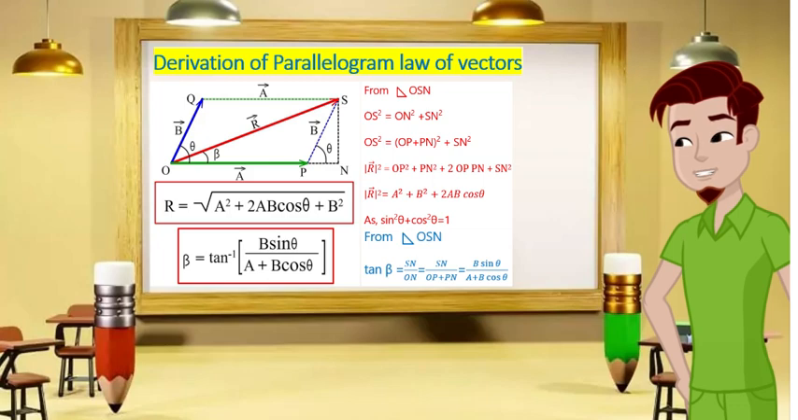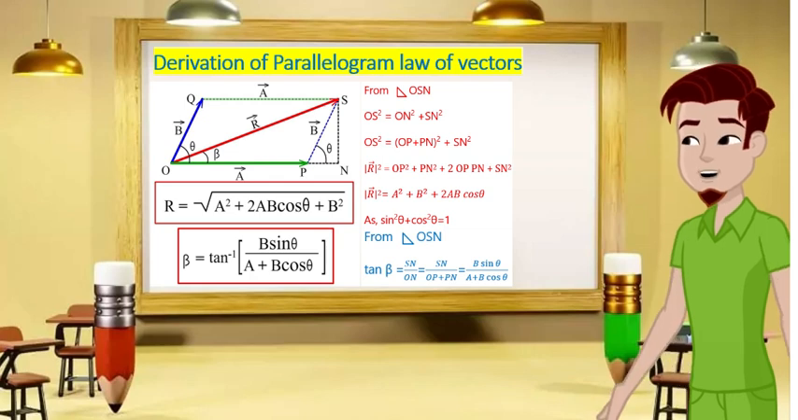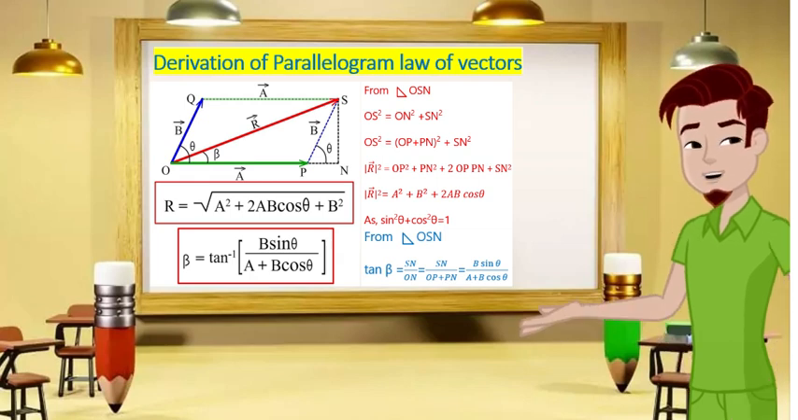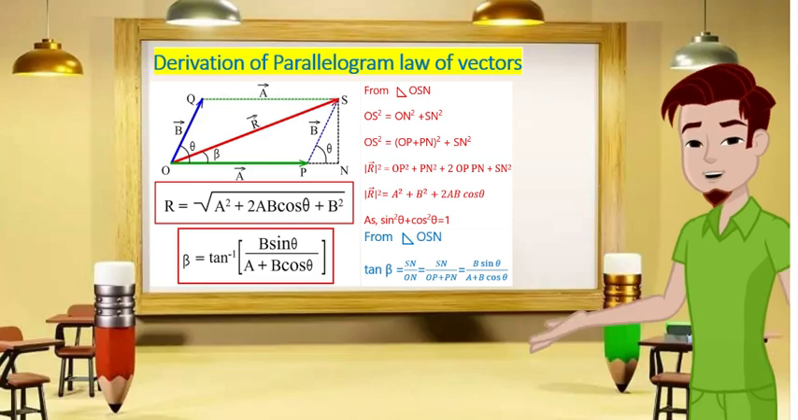Derivation of the resultant vector of two vectors using parallelogram law of vectors. Imagine two concurrent vectors, vector A and vector B, are represented by the two adjacent sides of a parallelogram OP and OQ respectively. In this diagram, OQSP represents the parallelogram where OS indicates the resultant vector of vector A and vector B, which is denoted by vector R.